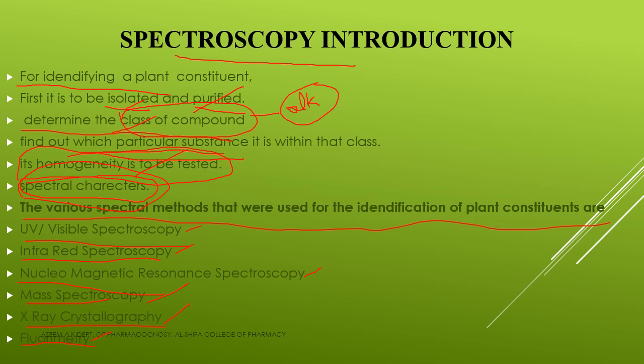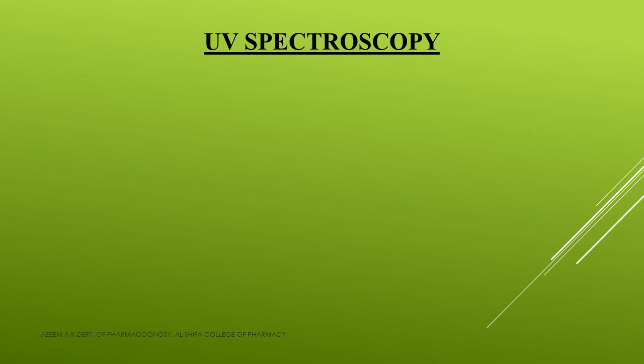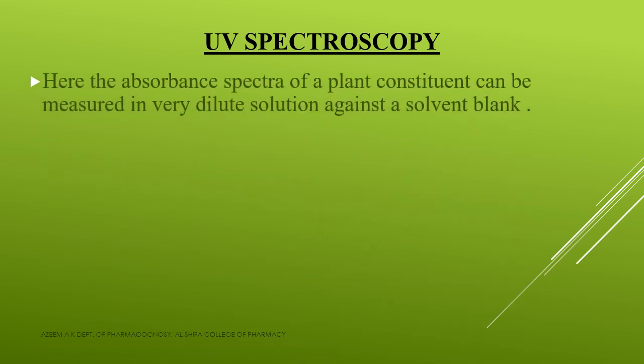Clear? We can see about the first type of spectroscopy, that is UV spectroscopy. So it is known as ultraviolet spectroscopy. UV spectroscopy is also known as ultraviolet spectroscopy, and here the absorbance spectra of a plant constituent.